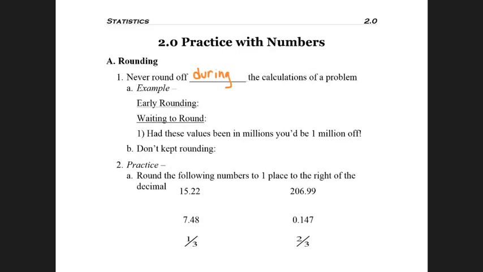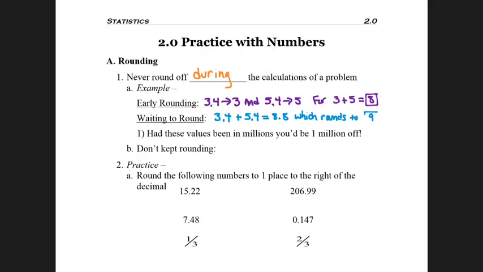So I have a little example here. If somebody rounded early, let's say you take the number 3.4, it would round to 3. And you have the number 5.4, it would round to 5. Well, if you rounded early, you've got 3 plus 5, you're going to get 8. If you waited and took your 3.4, an unrounded number, added it to 5.4, an unrounded number, you're going to get 8.8, and that would round to 9. So had those numbers been in millions, you would have been 1 million off. So it's important not to round during steps.